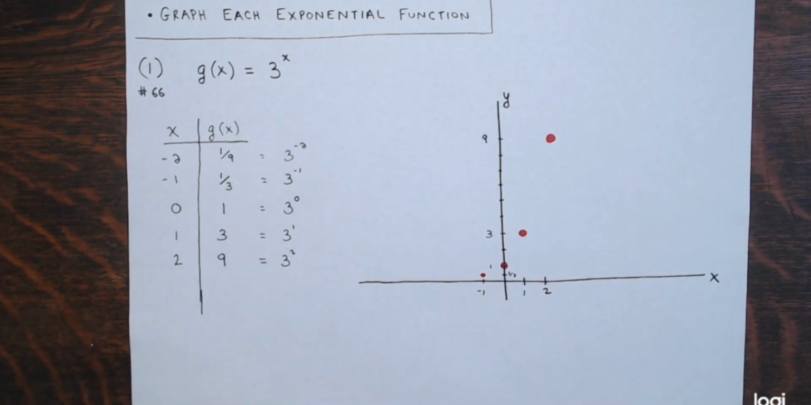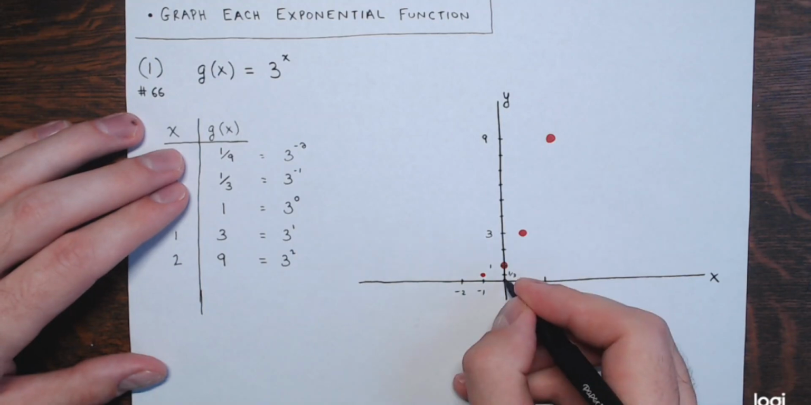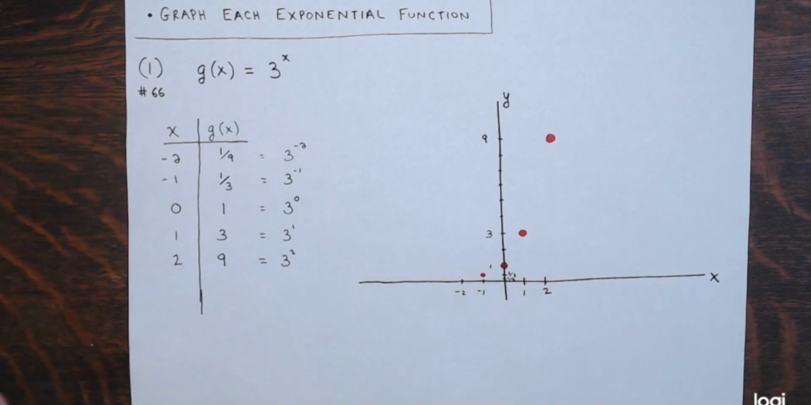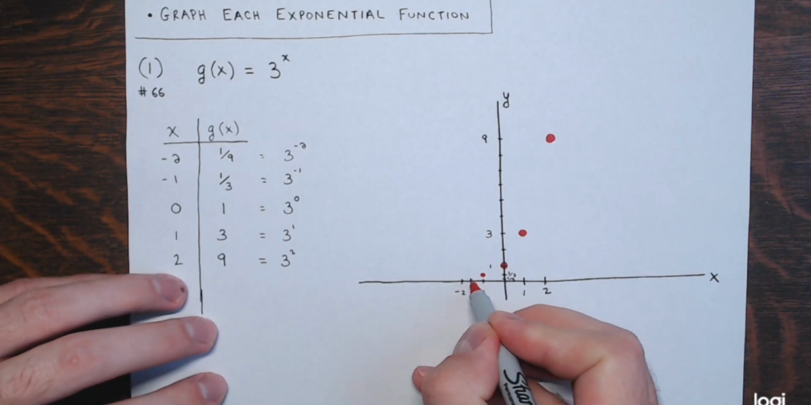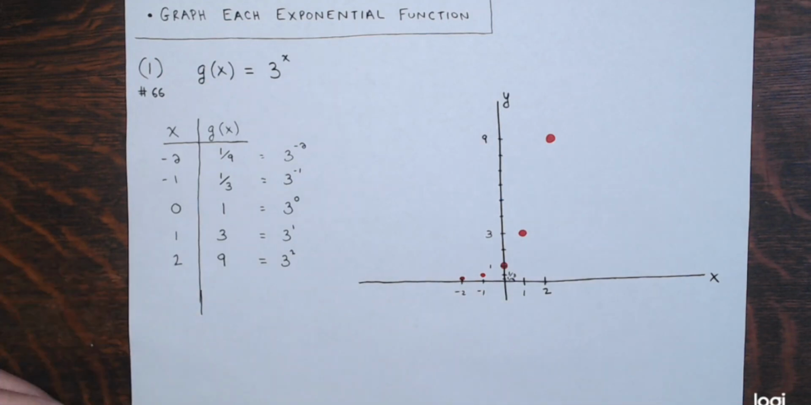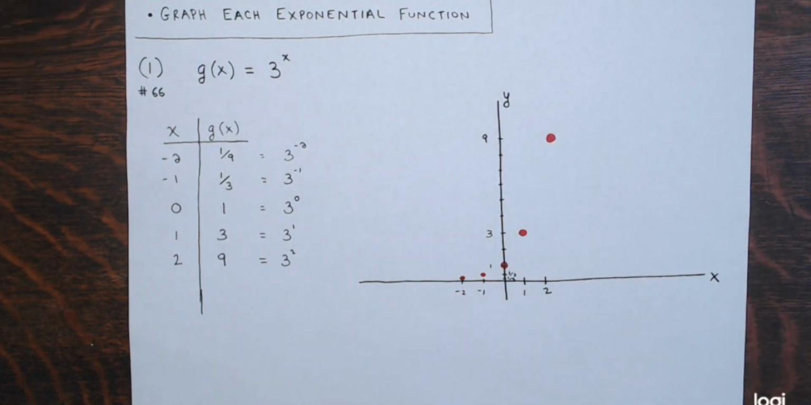Right, and then -2 input, 1/9. Really tiny, 0.111111. So -2 input, positive 1/9 output, still above the x-axis, even though it's barely above. And that's going to continue on. All right. Now I have these 5 points. We can make a rough sketch of the rest of the graph.